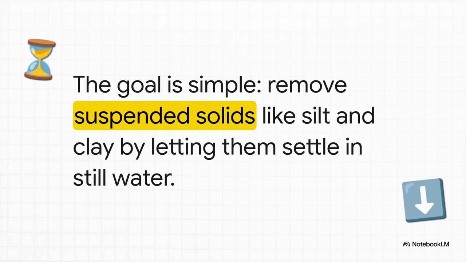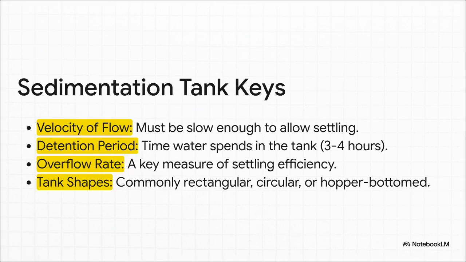That's exactly what we're doing here, just on a massive scale. We hold the water in a giant tank and let gravity do its thing. Now, to make this work efficiently, we have to get a few things just right. The flow of water has to be incredibly slow, almost still. The detention period, that's how long the water hangs out in the tank, is usually around 3 to 4 hours. And we also carefully control something called the overflow rate to measure how well it's working. All these factors together maximize just how many of those solids we can get to drop out.